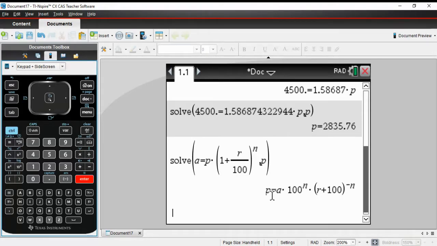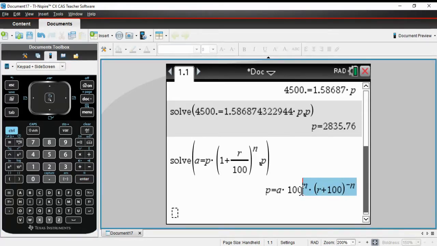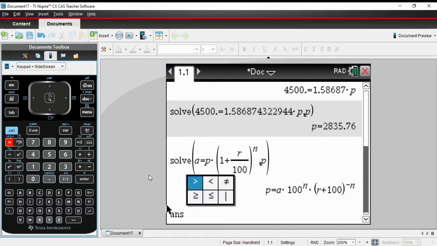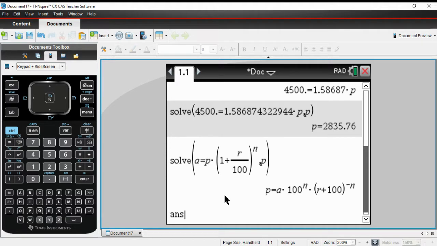Then I scroll up, highlight that, or I type in answer, and then I go Control equals, find my straight line there, and then I have to put in all of my values. So my A is equal to 4,500, and my R is equal to 8, and my N is equal to 6. Let's see what happens.